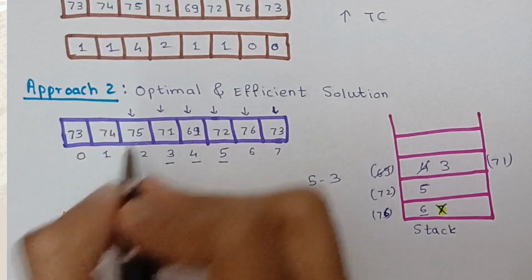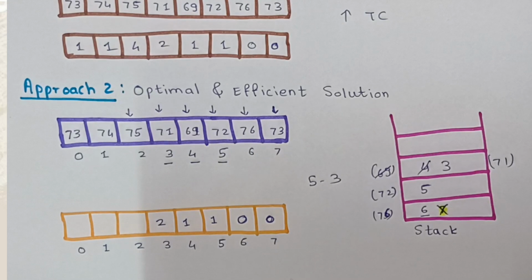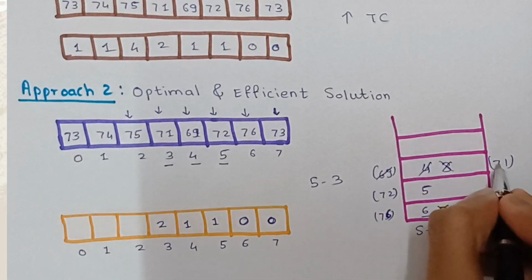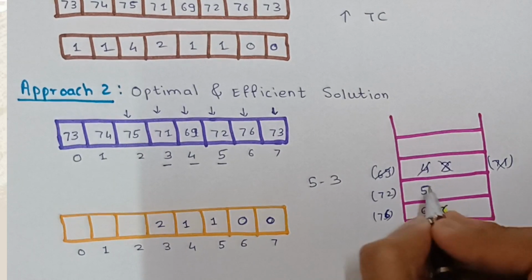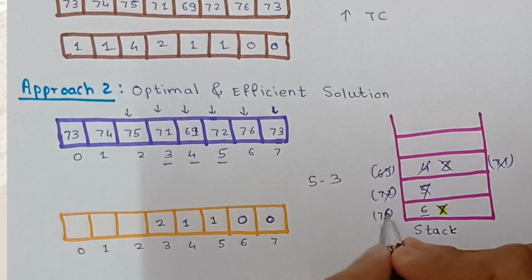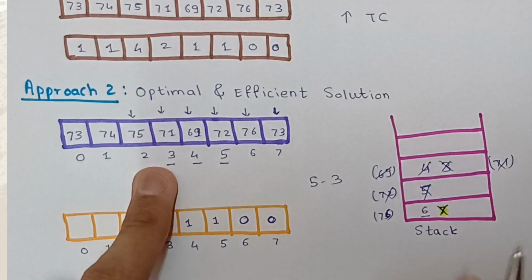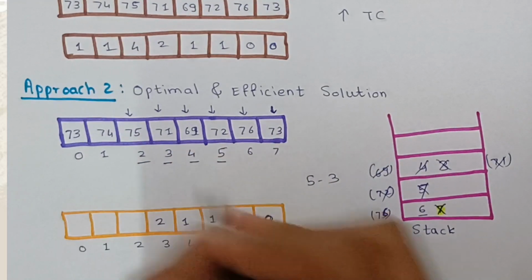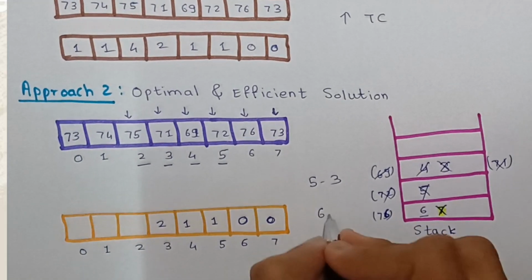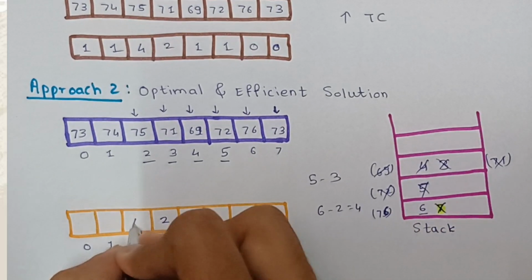Now our pointer will move to the next, means before. Now 71 is greater than 75, no, so this will be popped out. And 75 is greater than 72, so this will also be popped out. Now 76 is greater than 75, okay. So what we will do, index is 2. Now in the stack there is 6 index. So 6 minus 2, which is equal to 4, so we will put here 4.